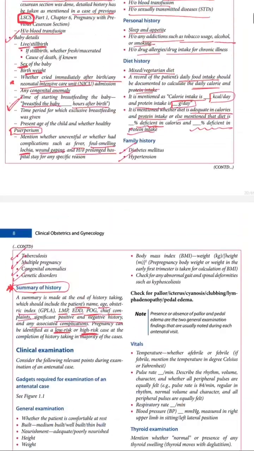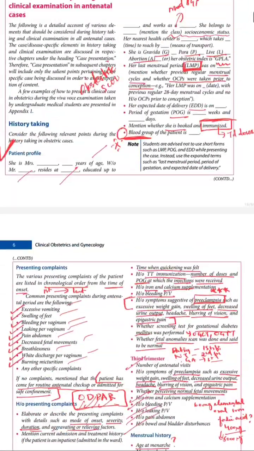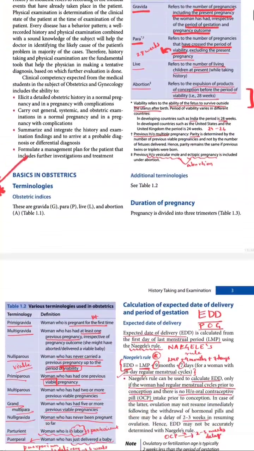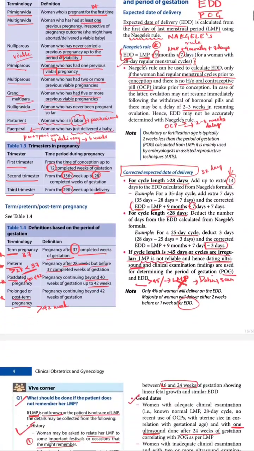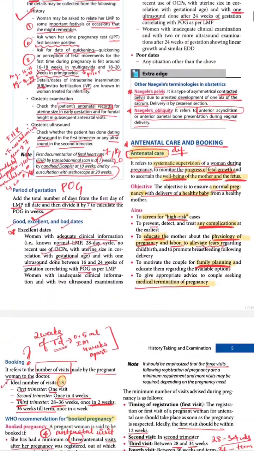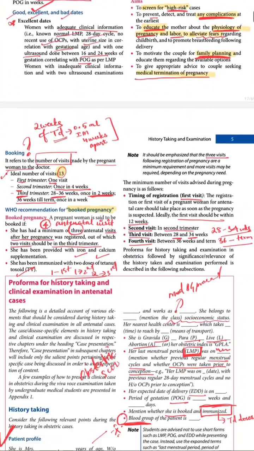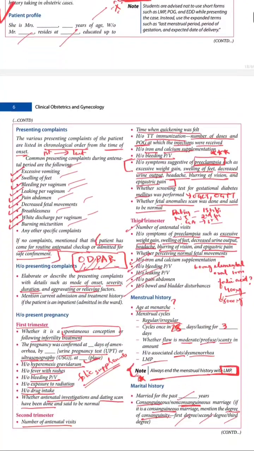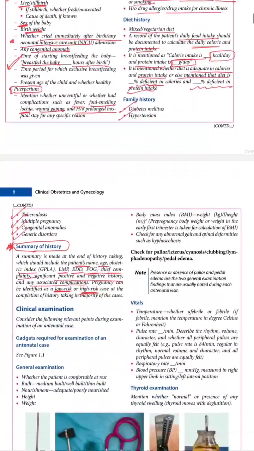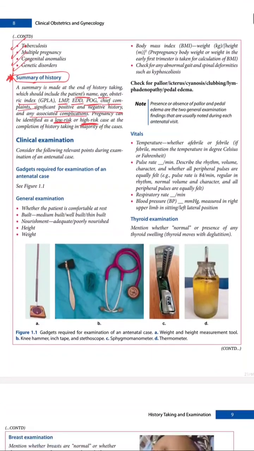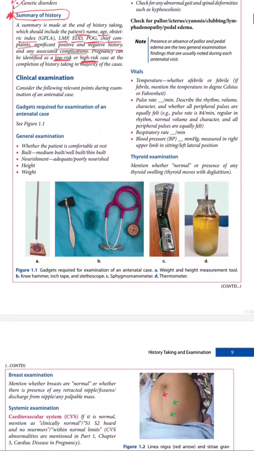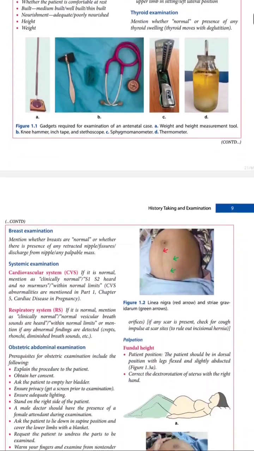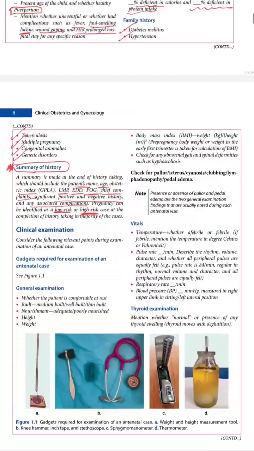So yeah, we have covered all the basic definitions, like what is gravida, what is para, what is live birth, what is abortion, what is EDD, how to calculate, what is Naegele's rule, okay, and what is antenatal care, when do you say it's a booked status, and a pro forma of history taking is all covered in this video. And the summary of history. So in the next video we will be continuing the rest of the part about the clinical examination findings. All this will be covered in the next video.